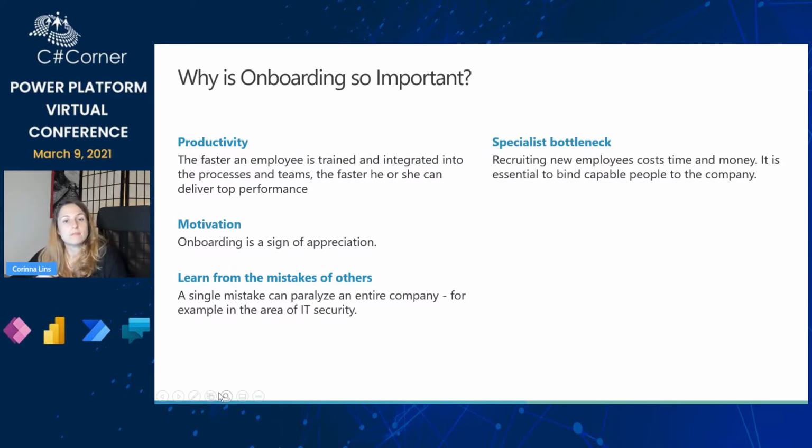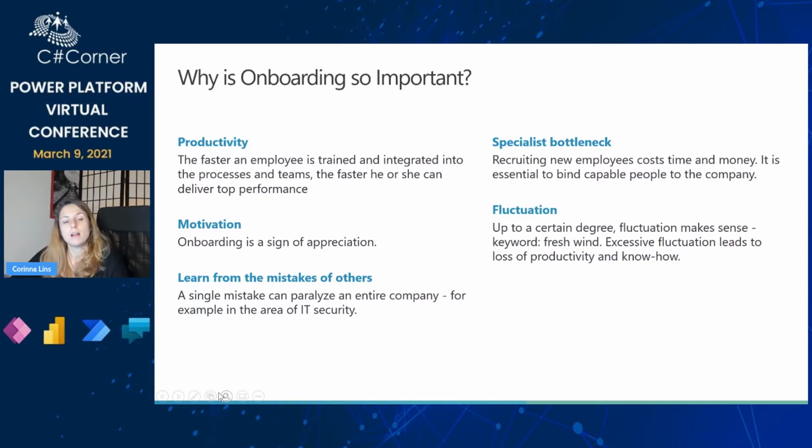Another thing is you have a specialist bottleneck, because everyone knows that it's difficult to get new and good people. It also costs time and money, a lot of interviews. So if you get new good people, you want them to stay at the company. Then you have the fluctuation. You don't want your employees to leave the company because you need to replace them with other employees.